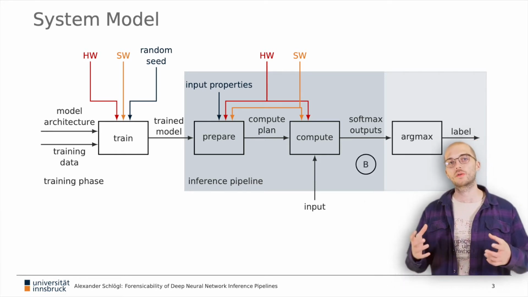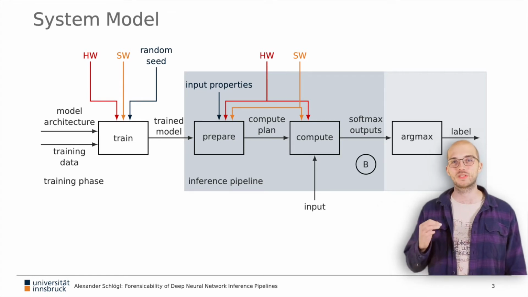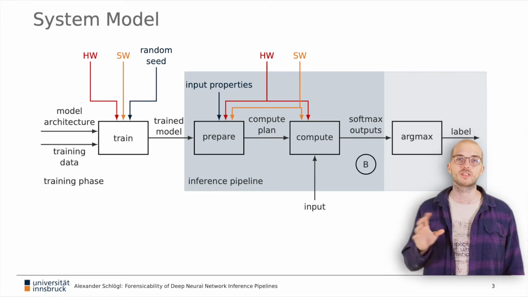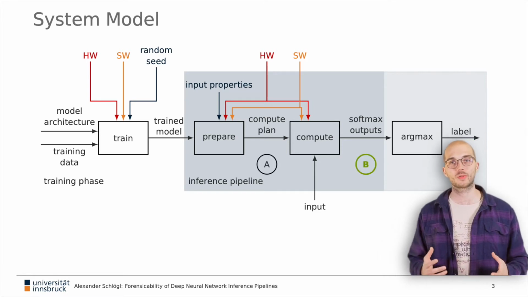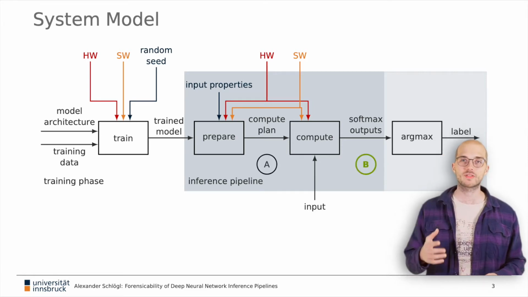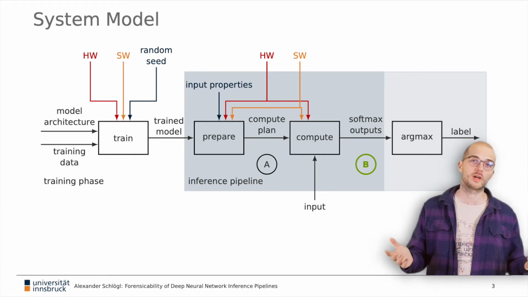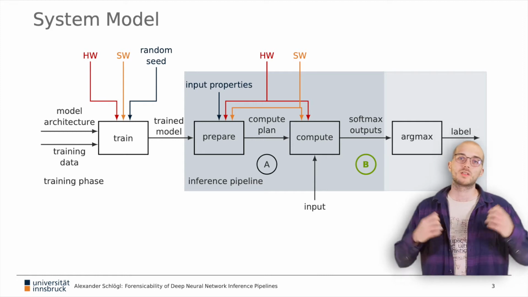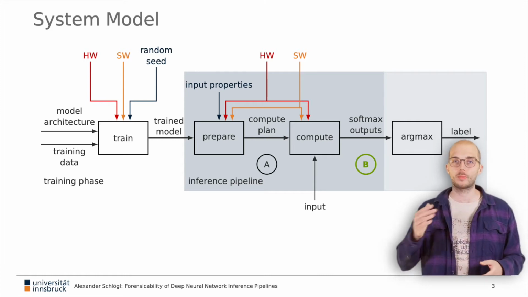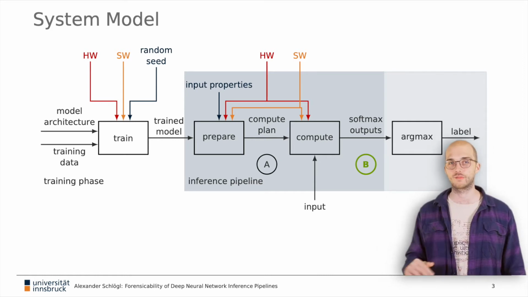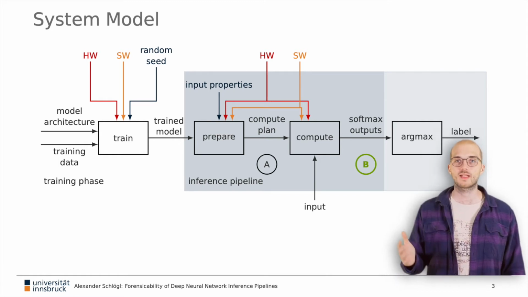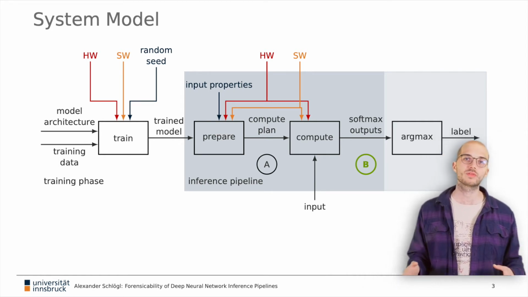I have already shown you that we can leverage the real-valued prediction outputs to forensically analyze the CPU used for computing the prediction. Another focus point of our paper is whether the differences used for this come from the preparation of the compute plan or from the actual computation itself. To answer this question, we generated an optimized compute plan using the machine learning framework. This compute plan can then be executed on different CPUs without any additional changes.